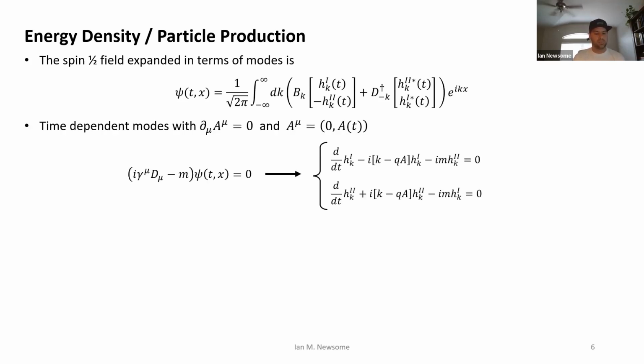So utilizing this particular representation for the spin 1/2 field, the Dirac equation will yield a set of coupled first-order ODEs for the time-dependent modes H1 and H2, where the coupling is a result of a non-zero mass term seen on the right.